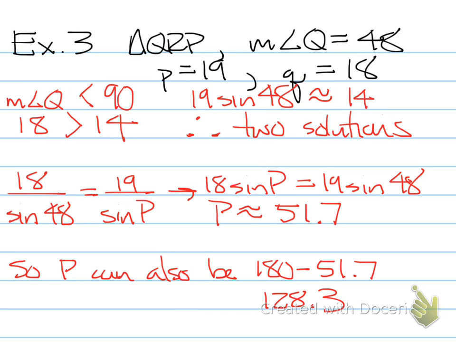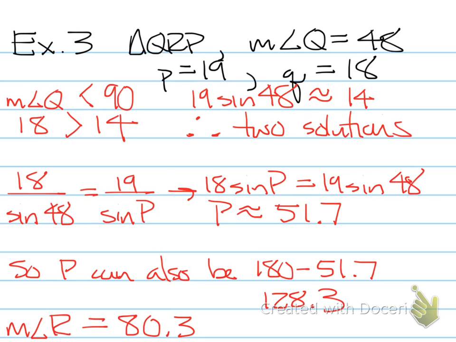Actually, since we have two solutions, there's going to be two possible values for angle P. So angle P, when we did the calculation, we got 51.7. And the other possible angle is going to be supplementary to the angle P measure that we just found. So we're going to subtract that 51.7 from 180 to get the other possible measure of angle P, which is 128.3.